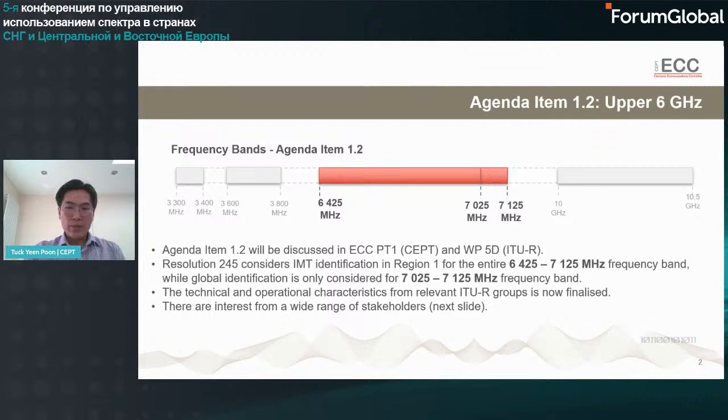As you can see from the CEPT side, Agenda Item 1.2 is being discussed in ECC PT1, which just had a meeting last week. And from the ITU side, it will be in 5D in a couple of weeks' time. Resolution 245 considered the identification, for Region 1, of the entire 6425 to 7125 megahertz frequency band, while the global identification is only for the top 100 megahertz.